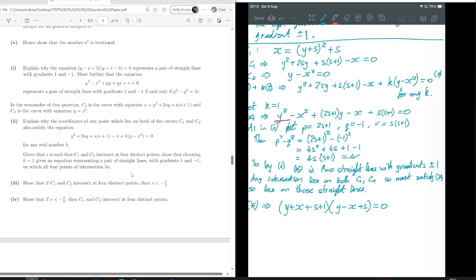If I do imagine expanding all this out, I get the sy and another sy. I'm getting the s plus 1. I'm getting the minus x. Am I getting anything that I don't want? No, because the sx and the sx both cancel each other out in the same way that the y's did before. So it looks like that's what my equation is.